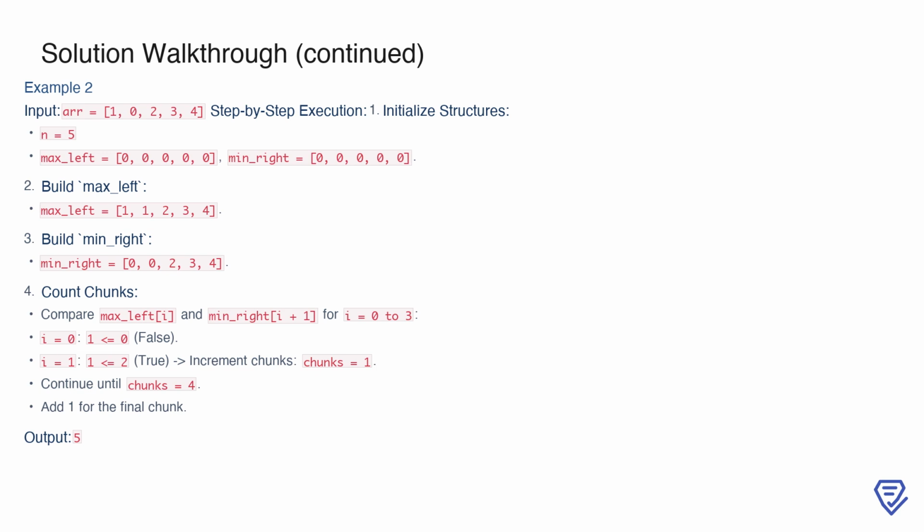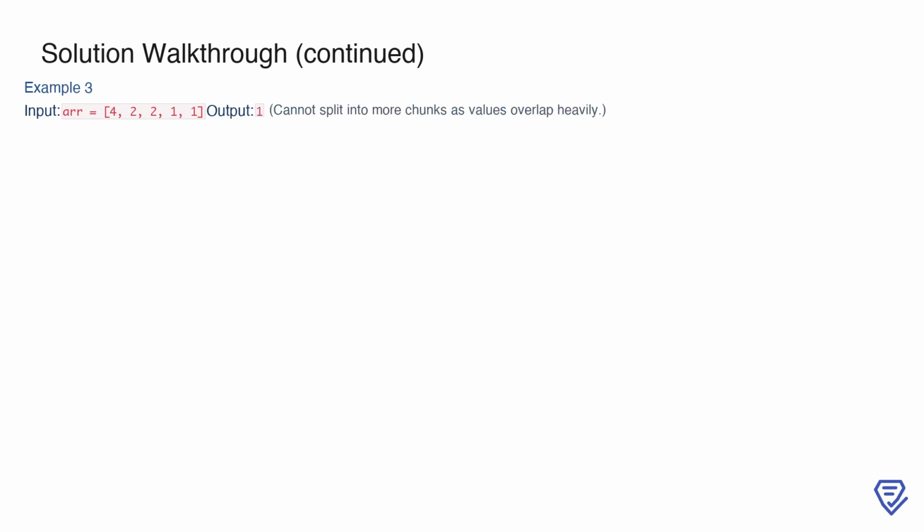For instance, at index 1, the condition holds true, so the chunk count is incremented. Continuing this, we find a total of 4 valid splits, and adding 1 for the final chunk gives us an output of 5 chunks. Finally, consider the input array 4, 2, 2, 1, 1. In this case, the values overlap heavily, making it impossible to split the array into multiple chunks while maintaining the sorted order after concatenation. Since no valid splits can be made, the entire array must be treated as a single chunk. As a result, the output for this example is simply 1.